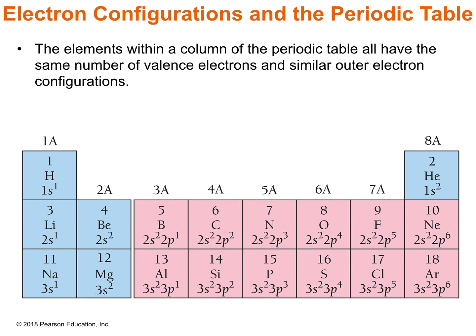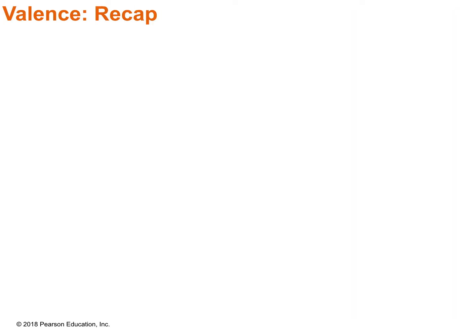Beryllium and magnesium, second column, they all have 2 valence electrons. We skip over to group 3A. Boron and aluminum all have the same number of valence electrons. Boron has 3, aluminum has 3. The only difference is that boron has 2s2, 2p1, while aluminum is 3s2, 3p1.